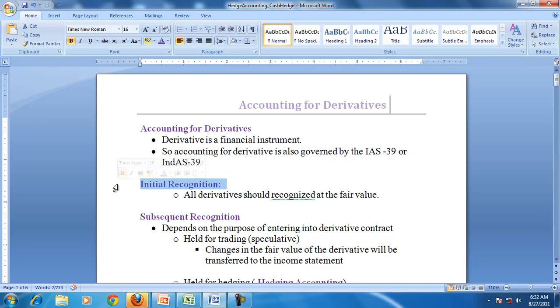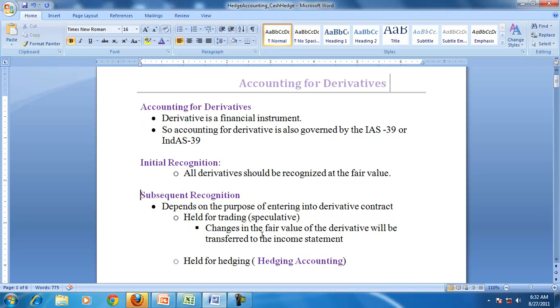The treatment is, in the initial recognition, all derivatives should be recognized at fair value, like most of the financial instruments. In the subsequent recognition, in case of financial instruments, it depends on the classification. So is the case with derivatives: the subsequent recognition depends on the purpose for which the derivative contracts are entered into.